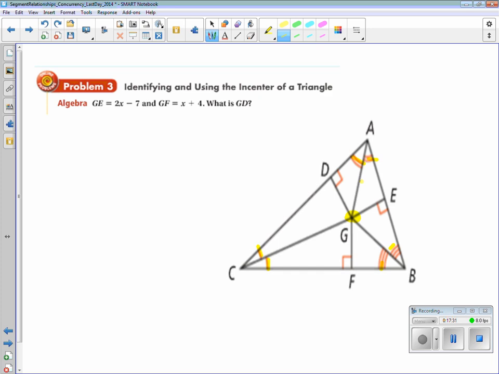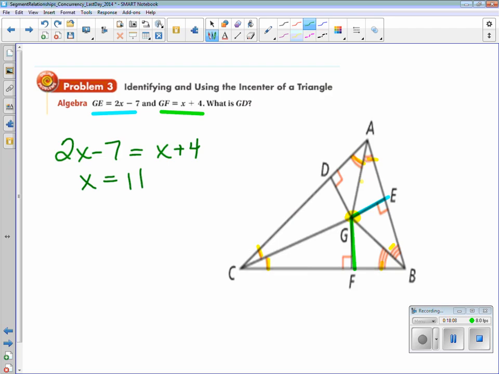What can I tell? If I know that GE, so I'm going to highlight GE, this distance here, is 2x minus 7, and GF, which is this distance here, is x plus 4. What do I know about those two distances? According to the last theorem we just did, they're equal. So what would the equation be that I would use to solve this? 2x minus 7 equals x plus 4. Exactly. When I have angle bisectors, the segments perpendicular to the sides are all the same. Okay? And then it's a matter of just solving. So x is 11. Would you agree with that?